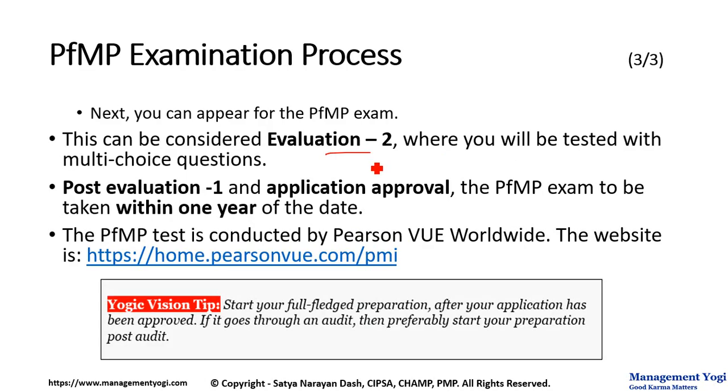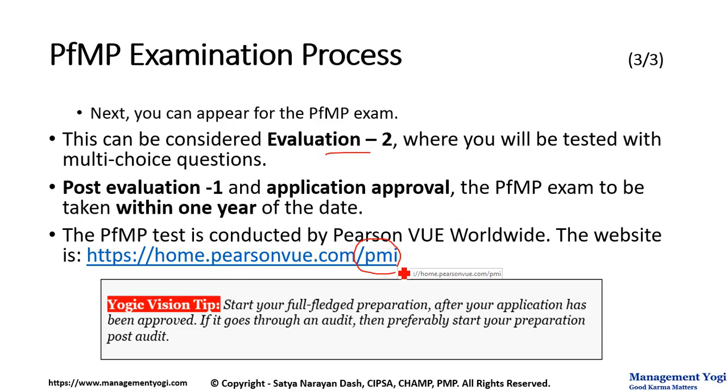Post evaluation 1 and application approval, the PfMP exam has to be taken within 1 year after the approval date, as I have said sometime before. The PfMP test is conducted by Pearson VUE worldwide. The website is www.home.pearsonvue.com/PMI. So this is the direct link, and you can go and check the website to schedule your PfMP exam.